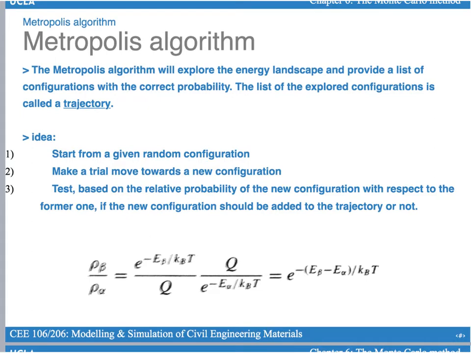It will allow you to explore all the configurations of a given system at a given temperature and focus only on the ones that are likely, the ones that have a high probability. The way it works is that you will start from an initial configuration. You will try to move the atoms slightly to change the configuration.